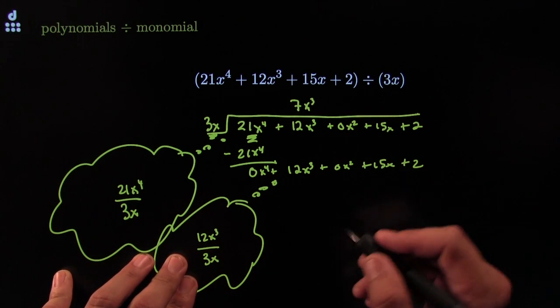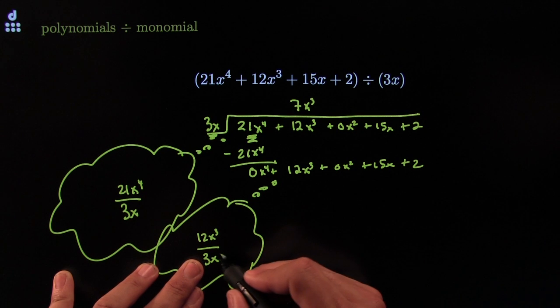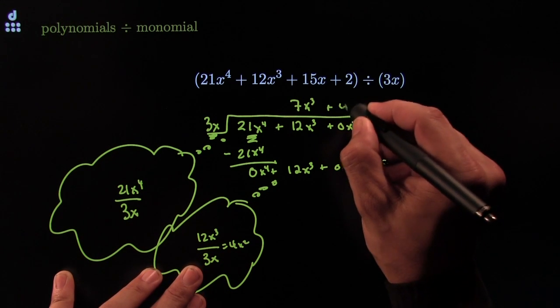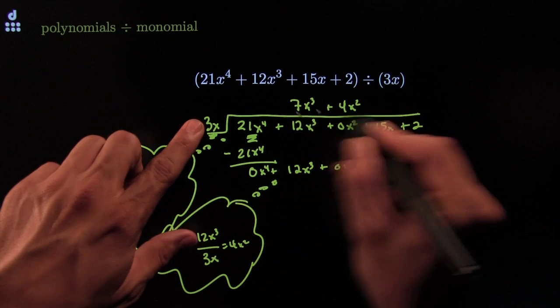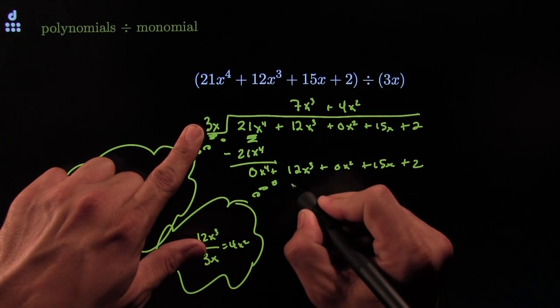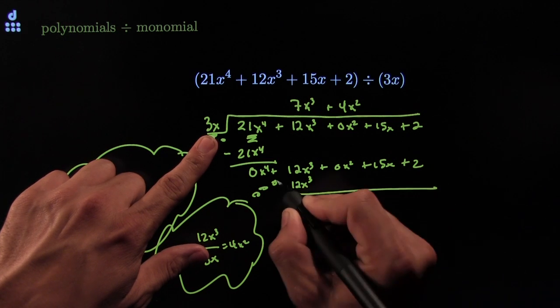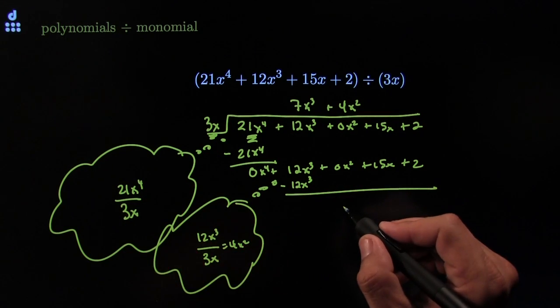Or you can just bring that one. Doesn't matter. So the number of times that will go in there would be 4x squared. So I put it here, 4x squared on top of the x squared column. Then I go in and I multiply that. That gives me 12x to the third. And then I subtract the sign there. And I start the process all over.